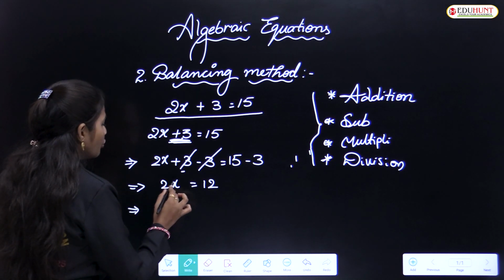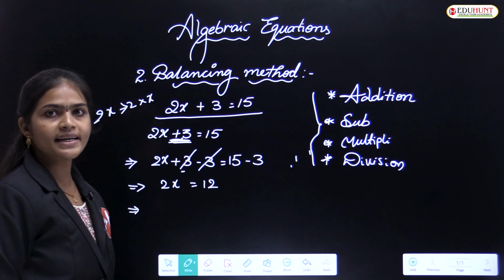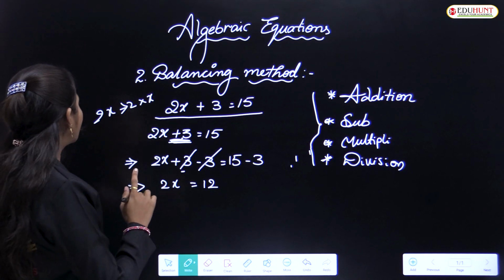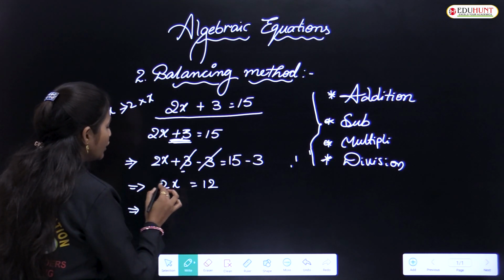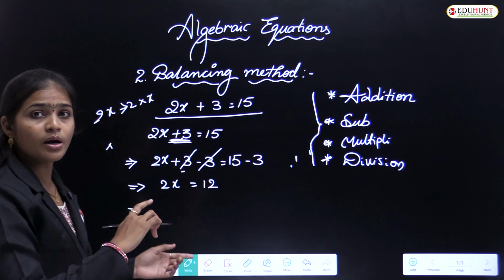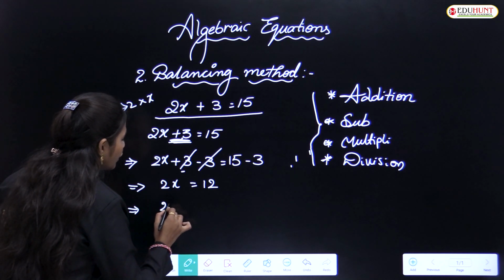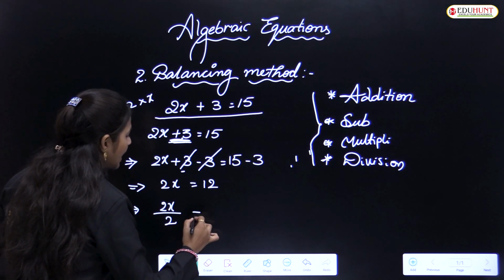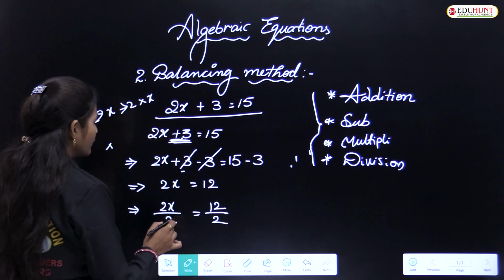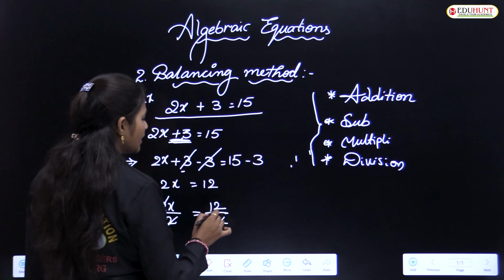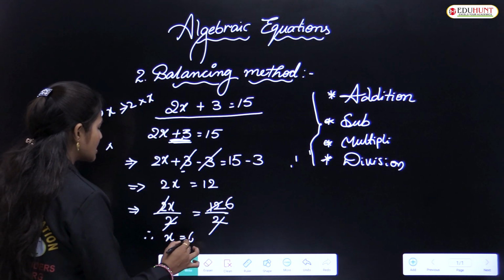Next thing is 2x. 2x means 2 into x only, no? What is the meaning of 2x? At the starting of the video I told you that 2 into x is equal to 2x, that is one term. So here 2 into x, multiplication is there. So the opposite of multiplication we take, yes, division. So 2x is divided by 2, and in the same way 12 is also divided by 2. So 2 and 2 get cancelled. Here also 2, 6, 12. So x is equal to 6.